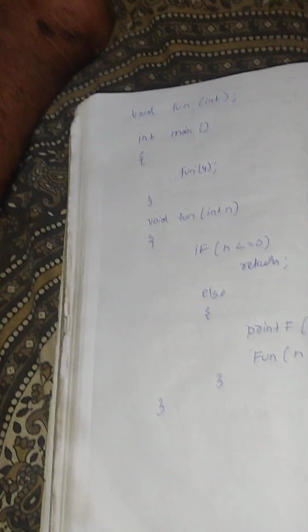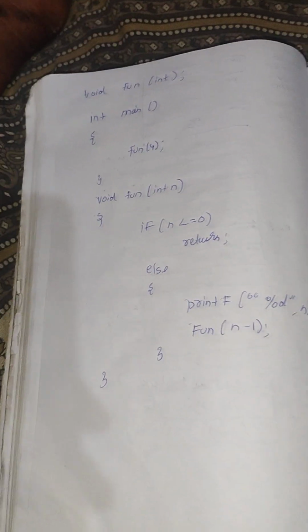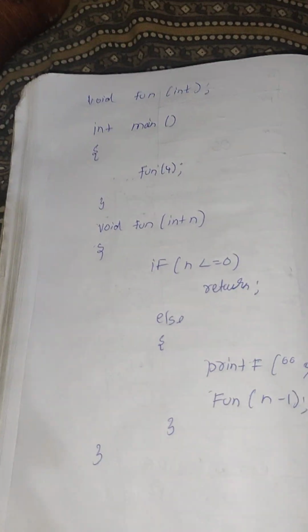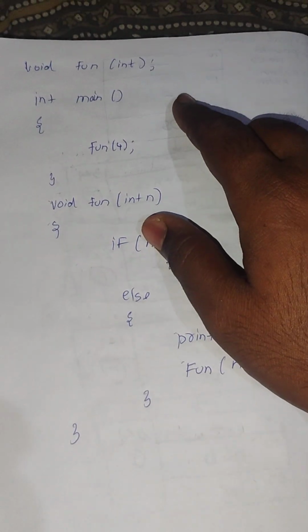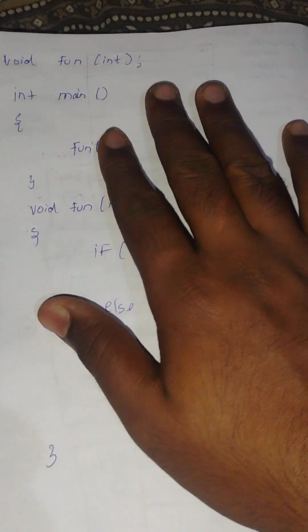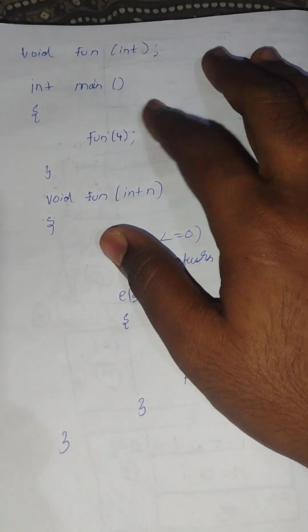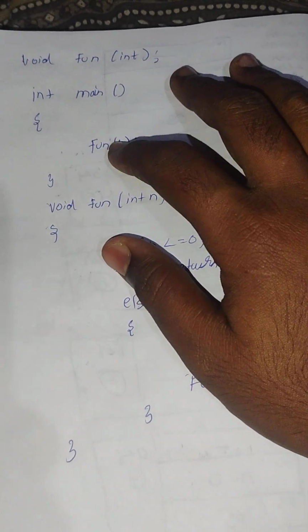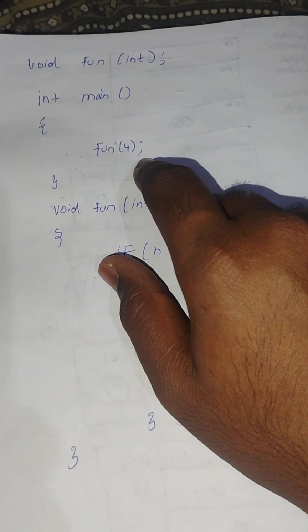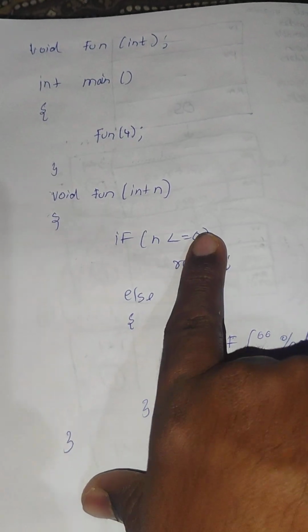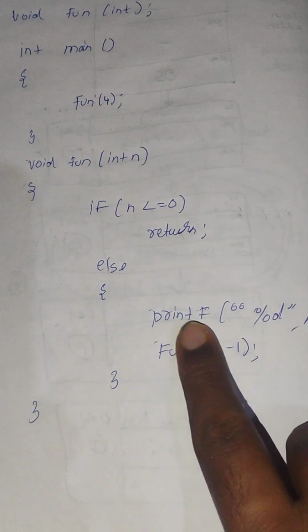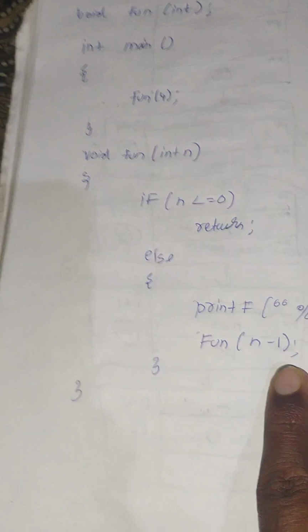Now I'm going to print 4321. How are we going to print the values as 4321? Here, void function(int n), and I'm creating a main function. Inside main, call function(4). In void function(int n): if n is less than or equal to 0, return; else printf %d, then function(n minus 1).